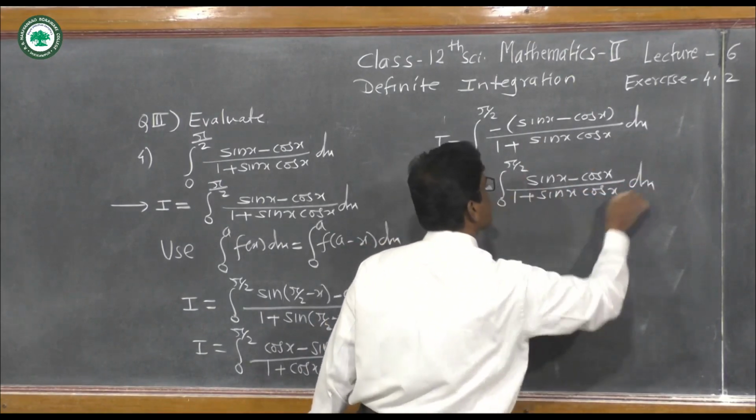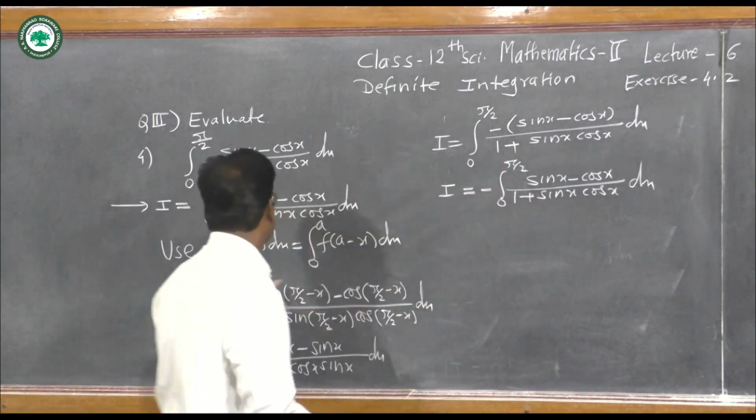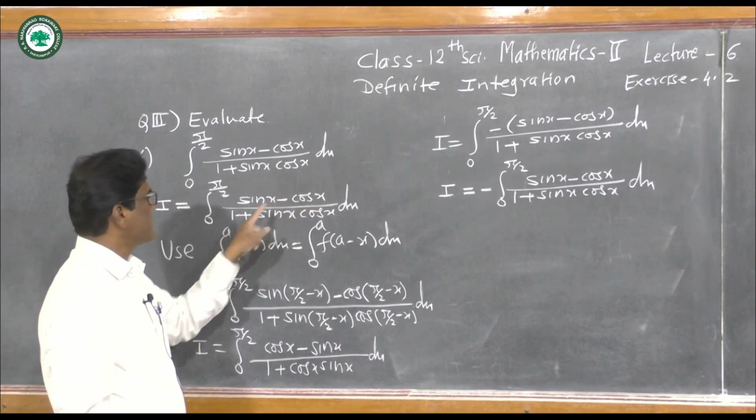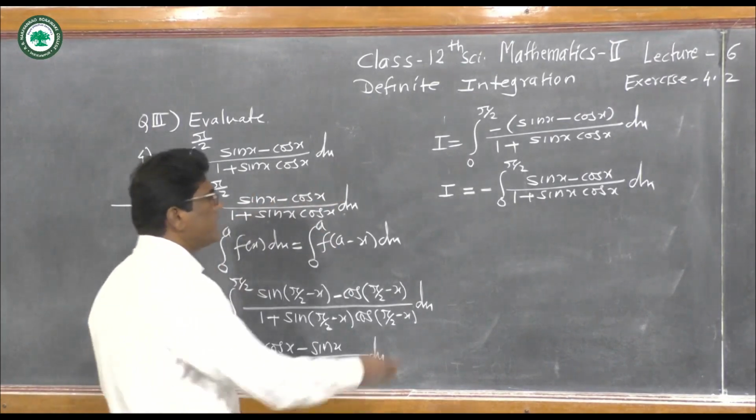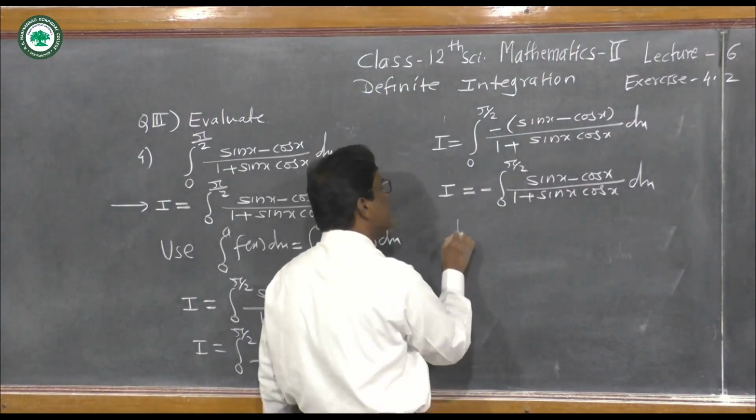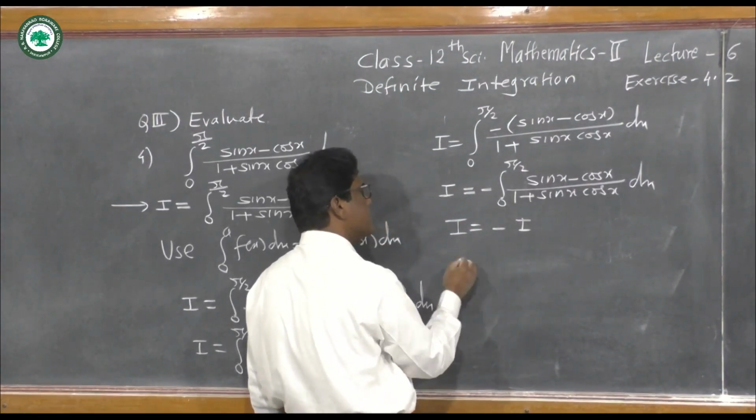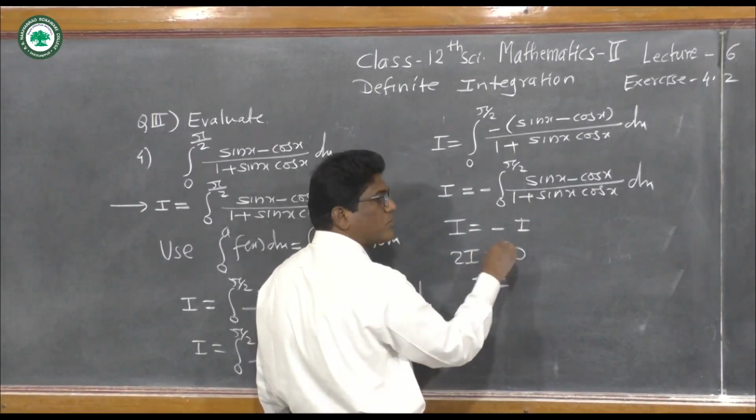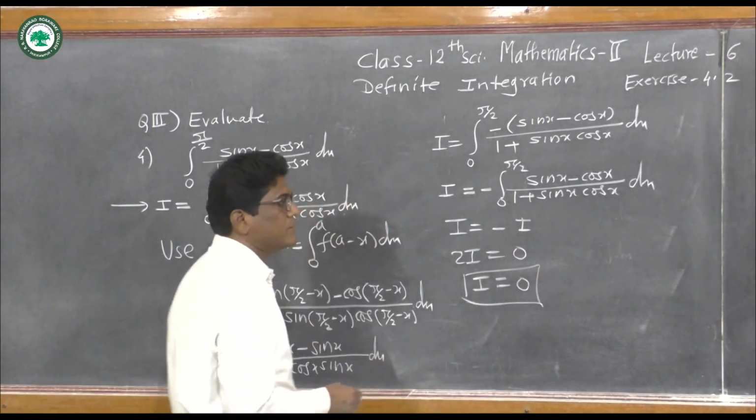And now observe this problem. This problem is nothing but the given I. See here, I is equal to integration 0 to pi by 2 sin x minus cos x upon 1 plus sin x cos x dx. This is I. So we write this as I. So I is equal to minus I. Carry now I plus I, that is 2I. 2I is equal to 0, and therefore I is equal to 0 upon 2, that is 0. This is the solution of the given problem.